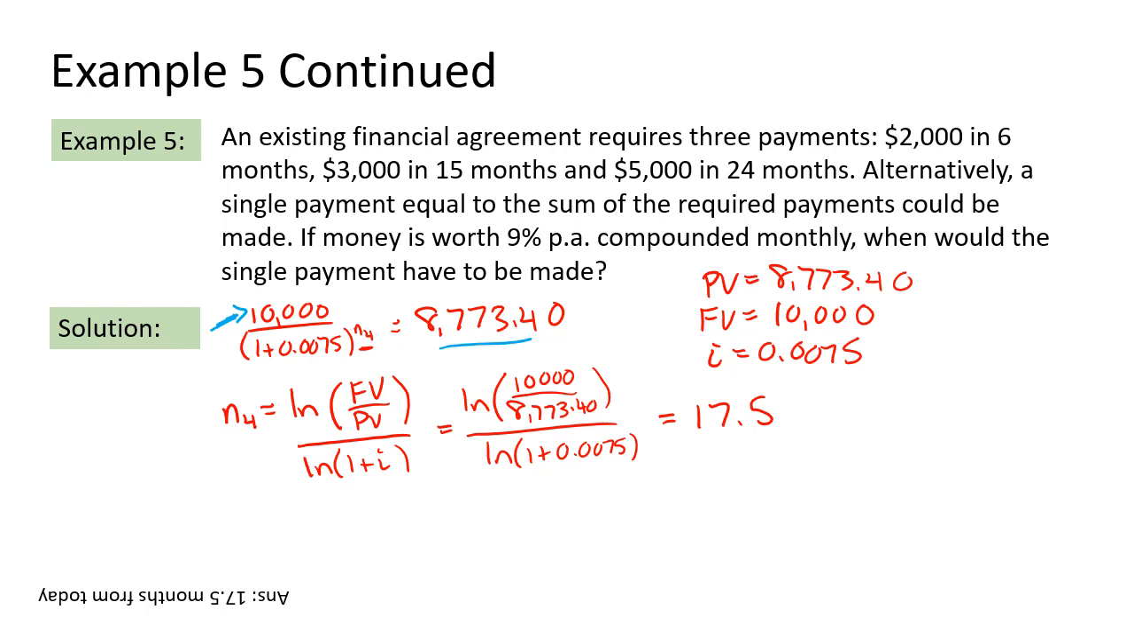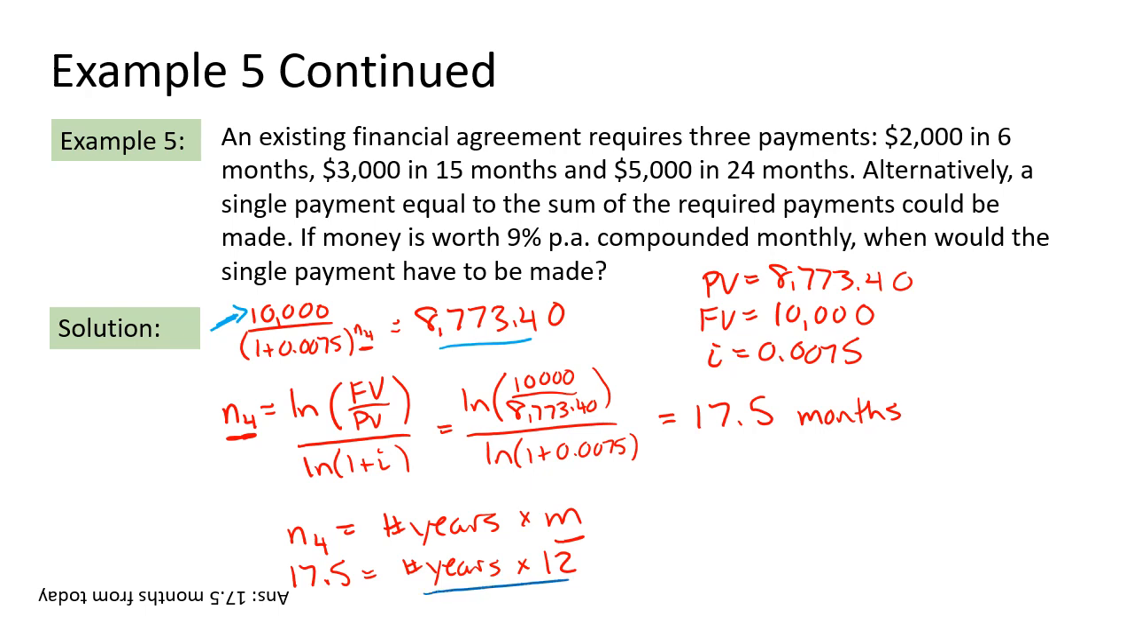So what that means is, if we want to figure out the number of years, or when it would have to be made, n is equal to the number of years multiplied by the number of compounding periods per year. So this value that you're given, remember your value for m was monthly, so this is actually 17.5 months. If you want to convert it to years, that would mean that you substitute 17.5 is equal to the number of years multiplied by 12, the number of compounding periods per year, and now you can solve for the number of years. You do that simply by dividing both sides by 12.